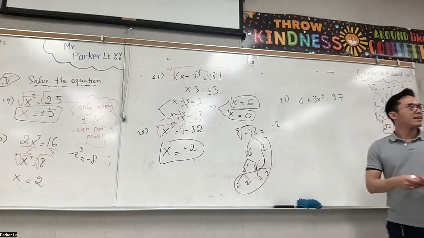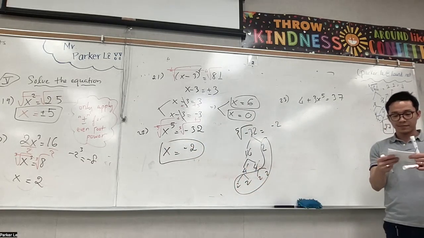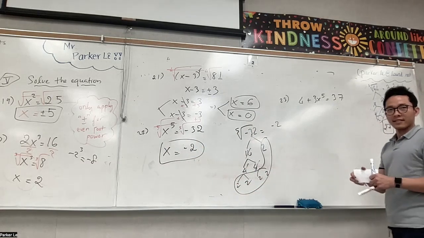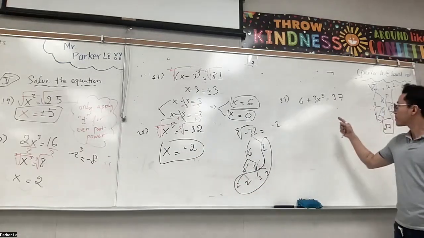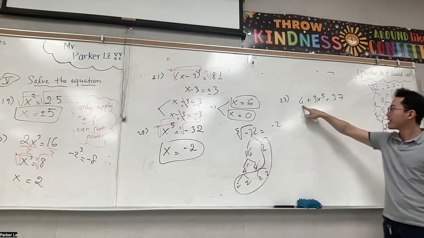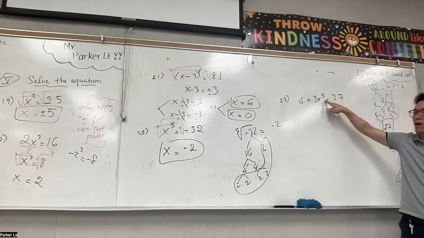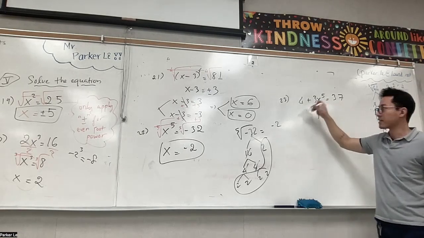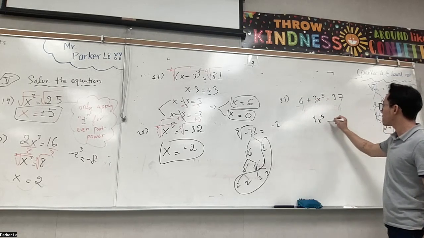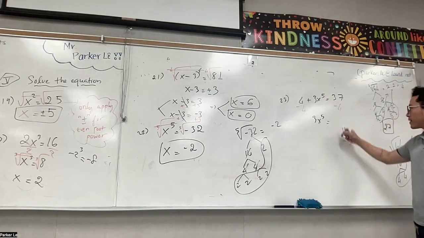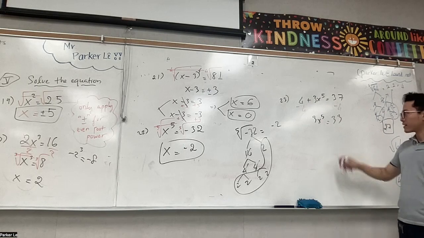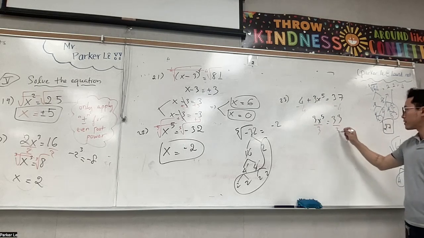Okay, last one. We basically went one round already. What are you going to do? Subtract 4 first. Very good. See, this 4 doesn't have a power, so you're going to get rid of it first. Minus 4. So we have 3x to the fifth equals 37 minus 4, which is 33. Divide by 3. Very good.